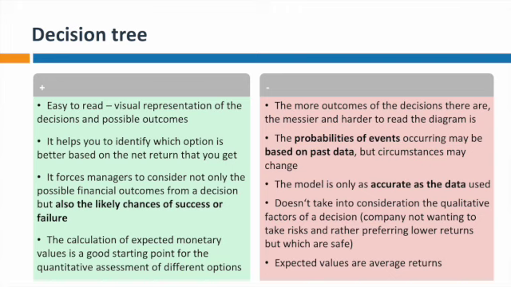The probabilities of events occurring may be based on past data, but circumstances may change. So this is going to be a disadvantage of most of the tools that we are using. It's going to be only as useful as the data itself. If you're basing the future on past data, there's always going to be the risk that the past data is not going to reflect the future very well. The model is only as accurate as the data used.